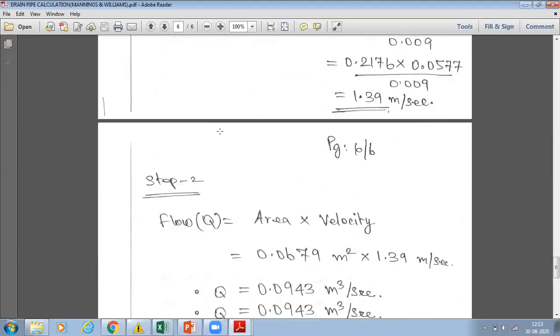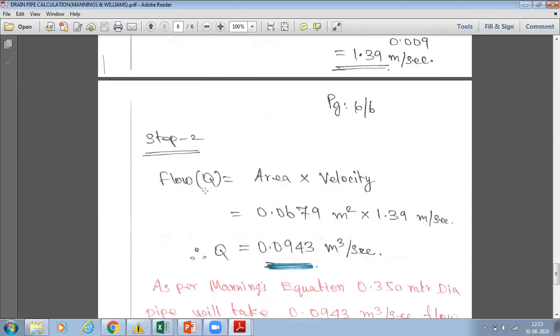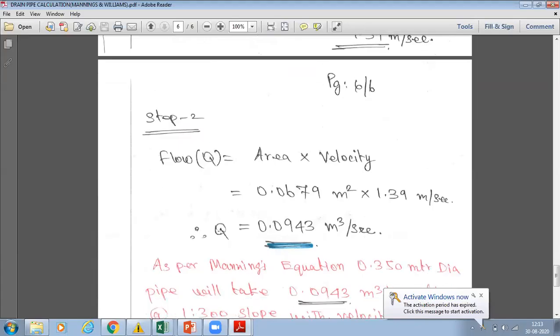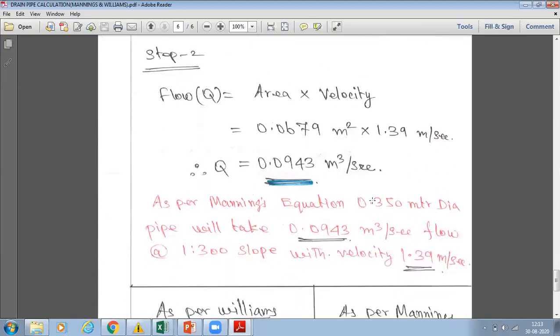After this, the flow Q equals area into velocity. The area we have already calculated for the 355 size, 0.067 meter square, into velocity 1.39. If you put this, you will get Q equal to 0.0943. As per Manning's equation, the 0.35 meter diameter pipe will take 0.0943 meter cube per second flow at 1 is to 300 slope with a velocity of 1.39.